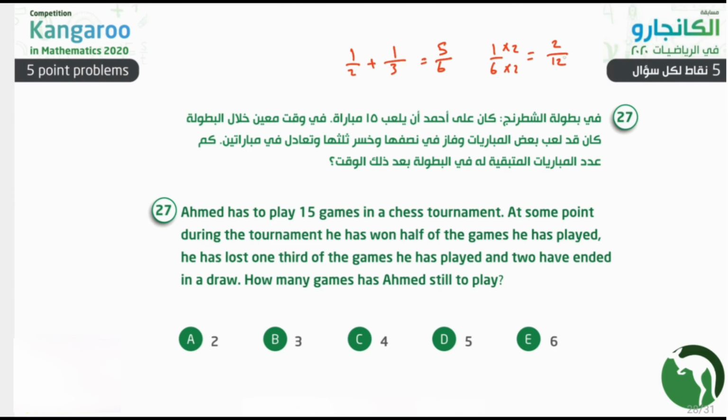So now we know that the total number of games that he has played until now is 12. So now of 12, half of them, the games he won, so we have 6 here, and a third of the games he lost, so here we have 4, and 2 ended in a draw, so 2. And if we sum these games, we obtain 12, so that's correct. And we know in total he will play 15 games, so the number of games Ahmed still has to play is 3, and B is the correct answer.